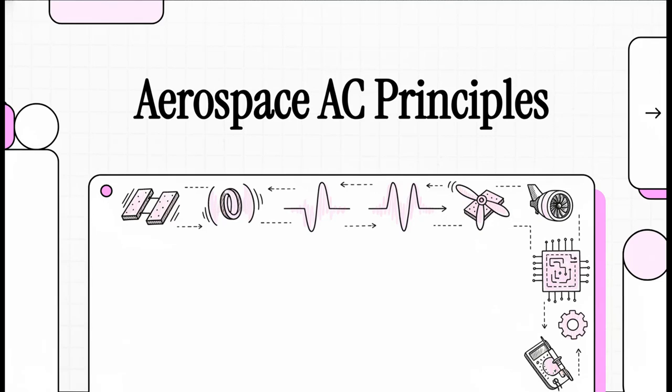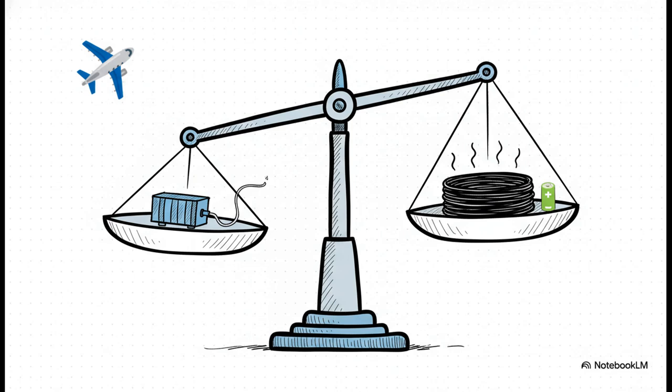This is a technical synthesis of Aerospace AC Principles, from component physics to systems diagnostics. It is designed as a high-density review for the NCAT Avionics Electronics Technician certification, targeting the experienced professional. The fundamental engineering trade in aerospace power is AC versus DC, a direct conflict between power loss and weight.